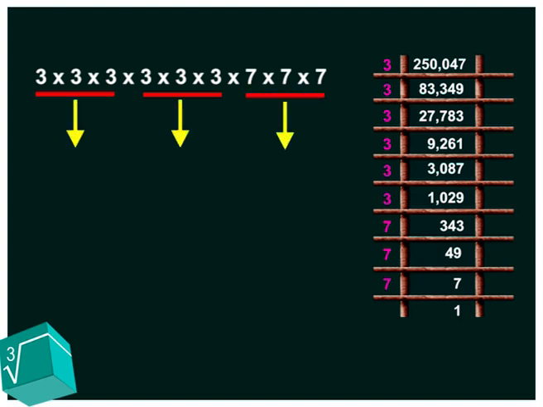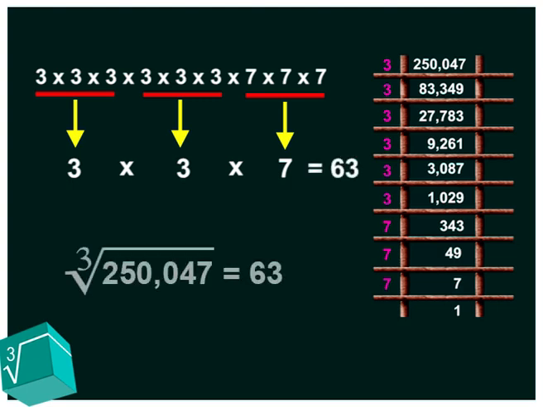We will take one number from each set. 3 from the first set, 3 from the second set, 7 from the third set. Then multiply 3 times 3 times 7, we get 63. Therefore, 63 is the cube root of 250,047.